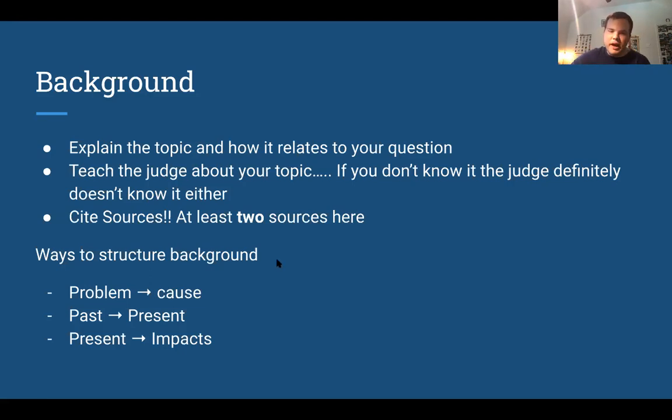So some ways to structure your background could be: what is the problem that is prompting your question, and then what caused this. So you're going to want to give some context to why you're talking about this and how it happened. Similarly, you could talk about the status quo or what happened in the past and what changed and how it's different in the present and why that prompted your question. And another option is: this is the status quo and this is the impacts, and the impacts are why this question is being asked. So you're basically just providing context and showing your judge this is why this is relevant and this is why I'm giving a speech about this.